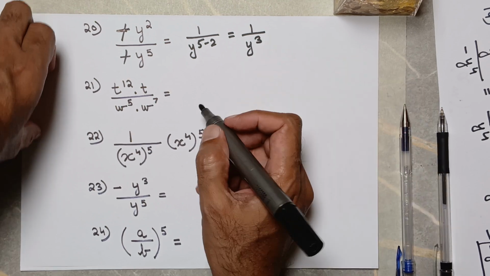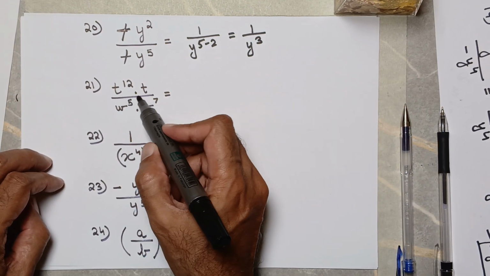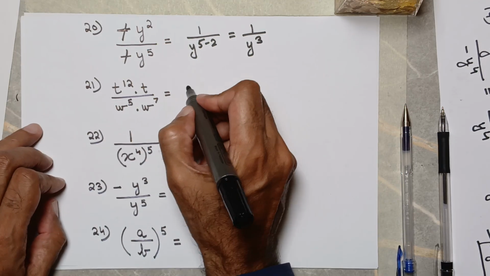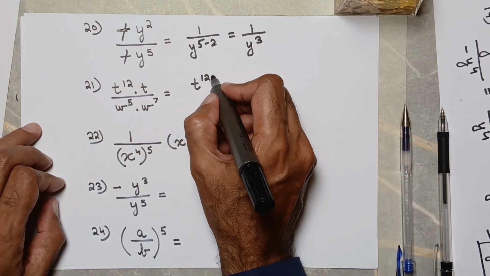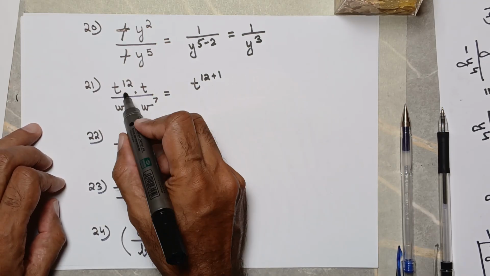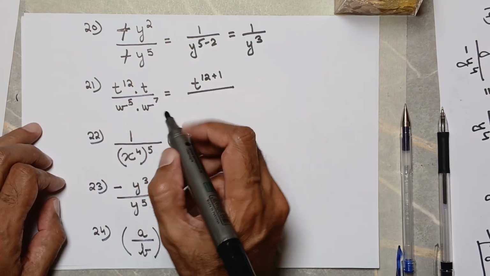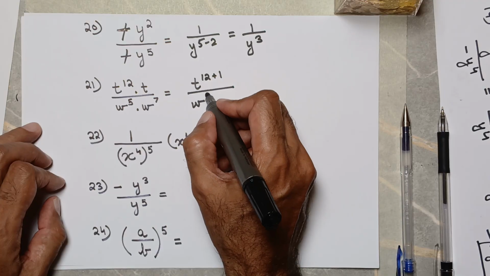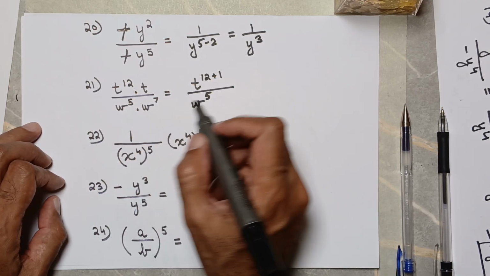That is your answer. Here it says t raised to the power 12 dot t, w^5 and w raised to the power 7. What are you going to do? t raised to the power 12 plus 1. First you have to add the powers, since the bases are the same. Then the same simplification process will apply, following the rule that you add the powers because the bases are the same.